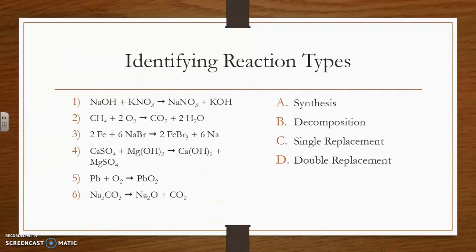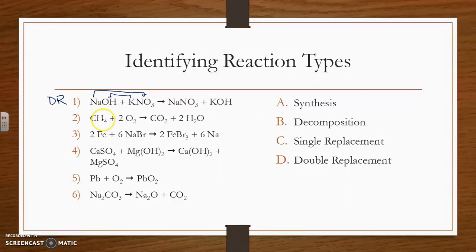Okay. All right, so how do we identify these reactions? Just by looking at them. That's what you need to be able to get out of this. Okay, on this first one, NaOH plus KNO3, two ionic compounds. Did they swap partners? Is it NaNO3? Yes. Is it KOH? Yes. So this is going to be a double replacement reaction.